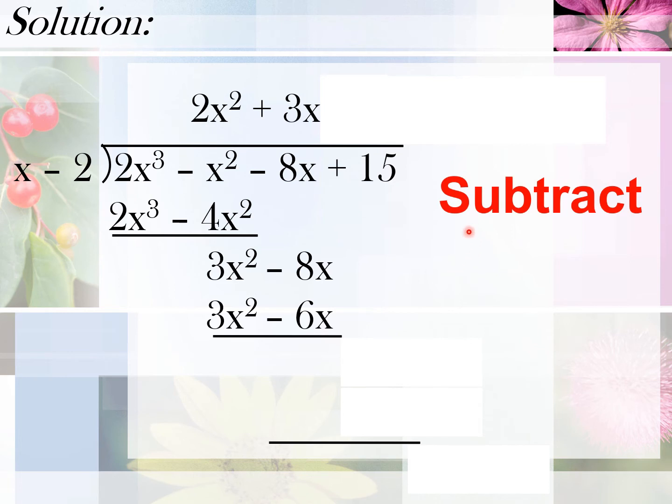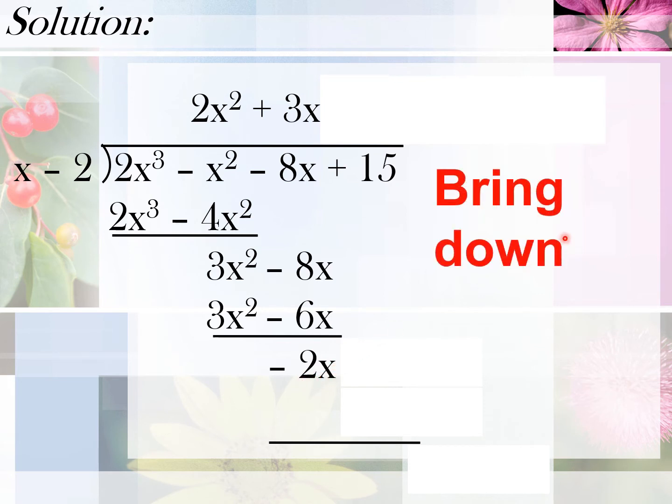And then, next step, subtraction ulit tayo. Isusubtract natin 'tong 3x squared minus 8x tsaka 3x squared minus 6x. So, same process. Magiging negative yung 3x squared, magiging positive yung 6x, then proceed tayo sa addition. So, 3x squared plus negative 3x squared, that is equal to 0. And negative 8x plus positive 6x, that is equal to negative 2x. And then, next process is bring down. Bring down natin yung 15 sa tabi ni negative 2x.